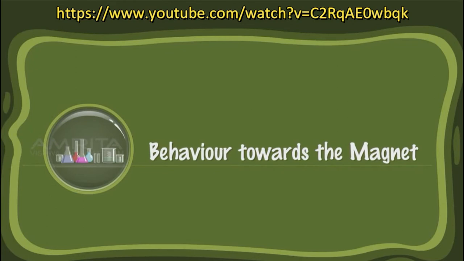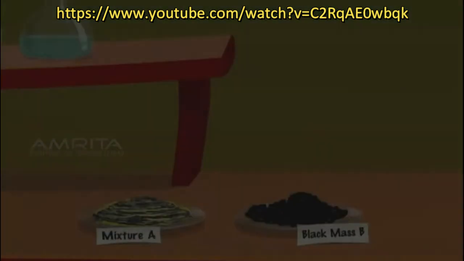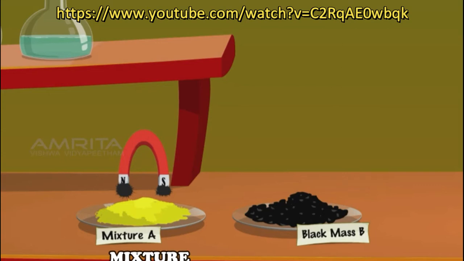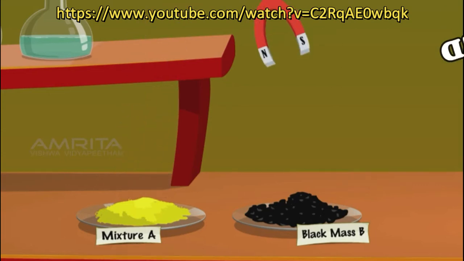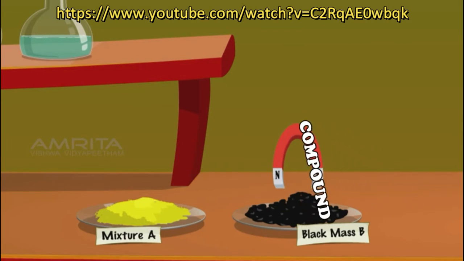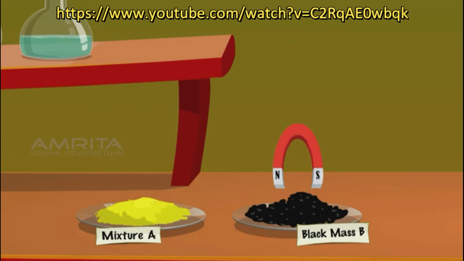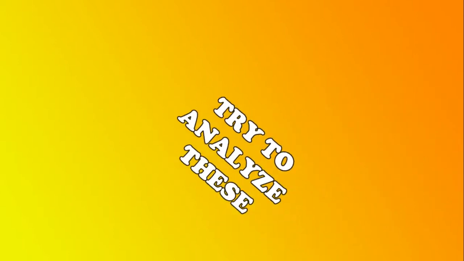Behavior towards a magnet. Place a small quantity of mixture A in a watch glass and a small quantity of black mass B in another watch glass. Show a magnet over the watch glass in which mixture A is taken. Iron filings cling to the magnet since iron retains its properties. Show the magnet over black mass B. No particles attach to the magnet because iron loses its magnetic properties on forming a compound. Try to analyze this.